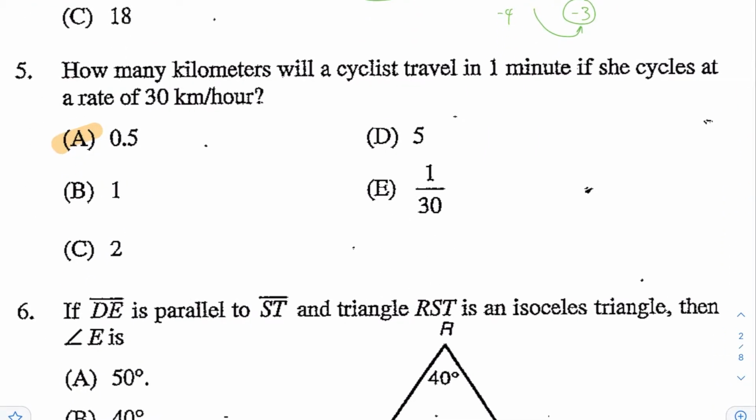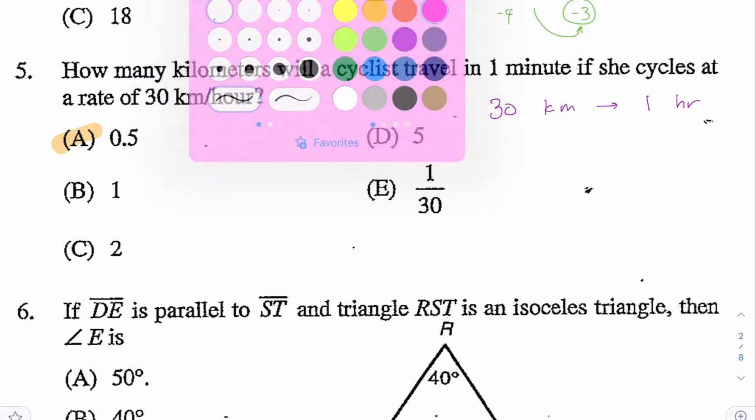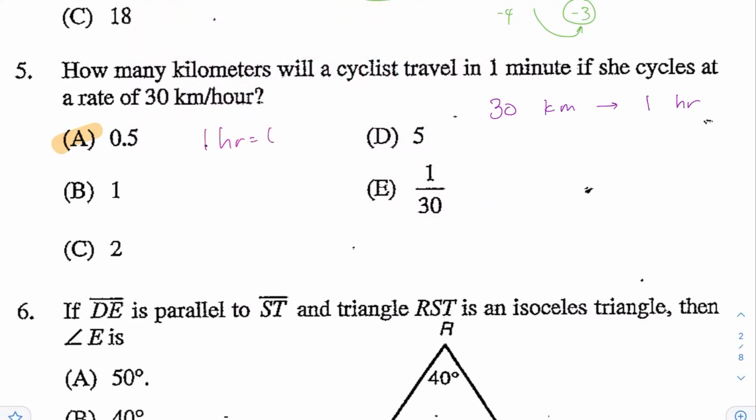Next for number 5, how many kilometers would a cyclist travel in 1 minute if she travels at a rate of 30 kilometers an hour? So you know the rate here is 30 kilometers in 1 hour. And you want to turn this 1 hour into minutes. So you know that 1 hour is equal to 60 minutes. So if you divide by 60, you get that 30 over 60, or 1/2 a kilometer, will be traveled every minute.